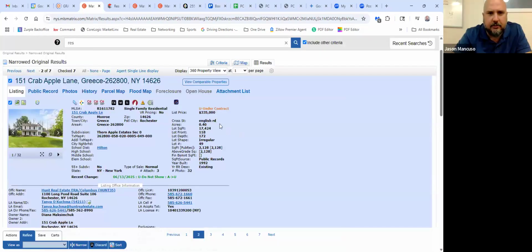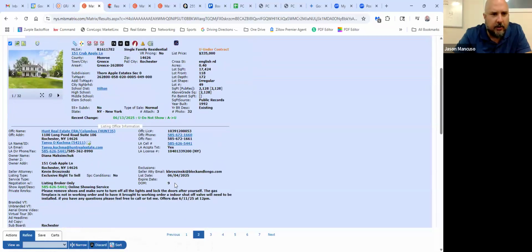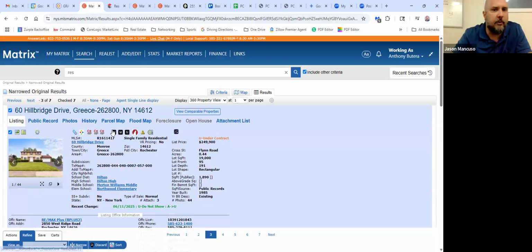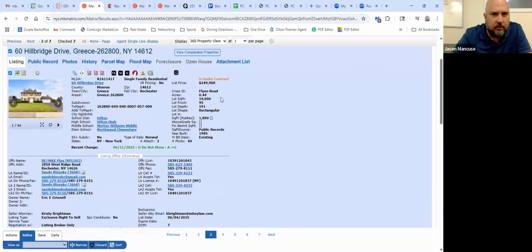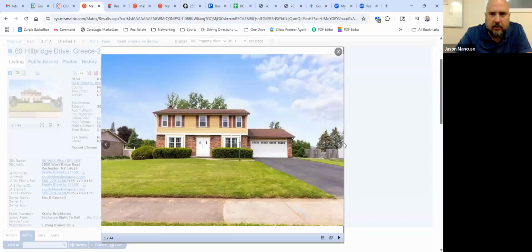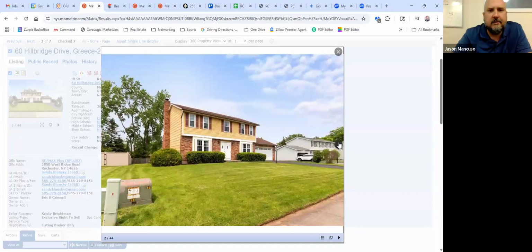Listed at 335, went under contract right away. Safe to assume they got a bidding war. If you needed to, you could call this agent to find out, get a feel for where they ended up. This one, 250 delayed, went under contract right away. I would expect this to be dated at 250.